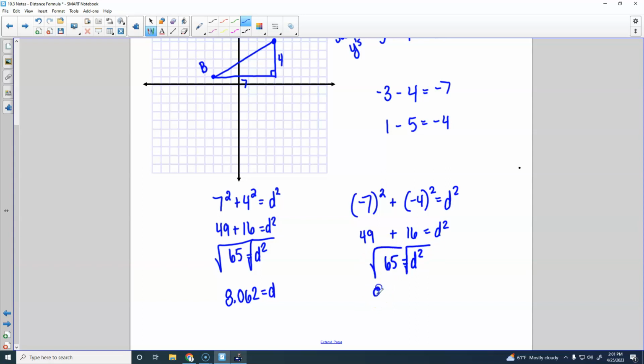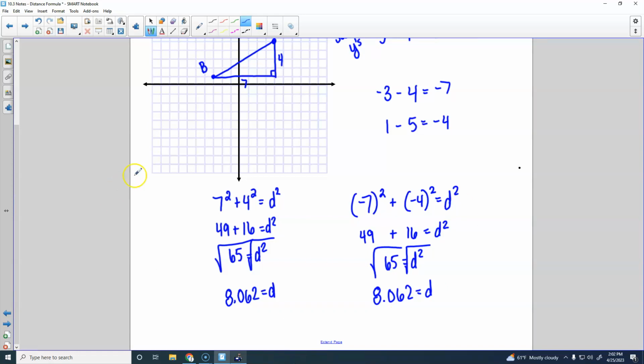Square root both sides, 8.062 equals the distance. So does it even matter if we end up with a negative? It doesn't, because with the Pythagorean theorem, it's going to go away because of the squares, right? The squares are going to make it positive whenever you do that problem.